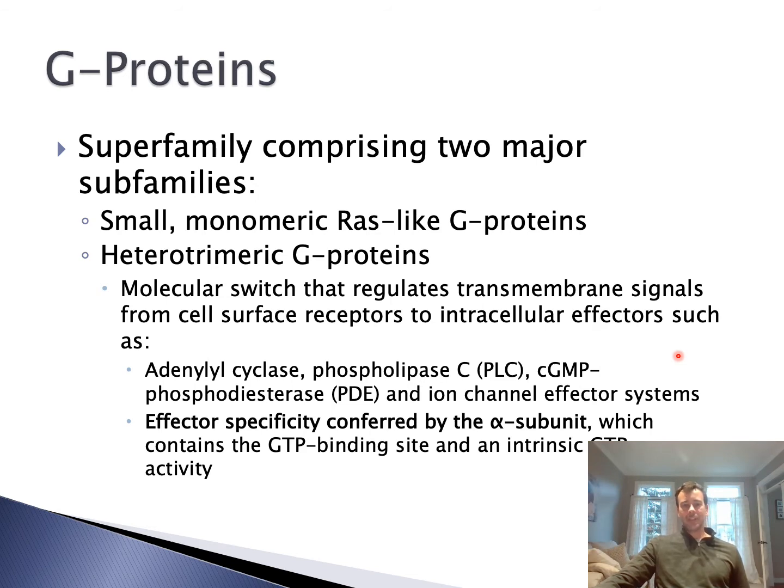There are 2 major subfamilies: small monomeric RAS-like G proteins and heterotrimeric G proteins. They have a molecular switch that regulates transmembrane signals from cell surface receptors to intracellular effectors such as adenylate cyclase, phospholipase C. Adenylate cyclase is the one I mentioned on the diagram, but there are other intracellular effectors such as phospholipase C, phosphodiesterase, and ion channel effector systems. The effector specificity is conferred by the alpha subunit, which contains the GTP binding site and an intrinsic GTPase activity.